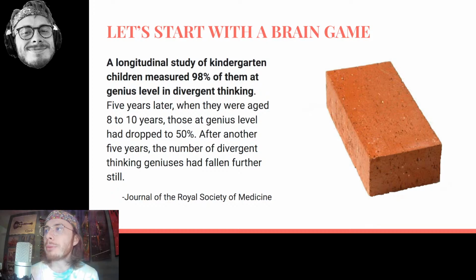5 years later, when they were aged 8 to 10 years, those at genius level had dropped to 50%. So they did the same thing 5 years later. Only 50% could think of 200 things. After another 5 years, the number of divergent thinking geniuses had fallen further still. I don't think they had a percentage. So what's up with that?